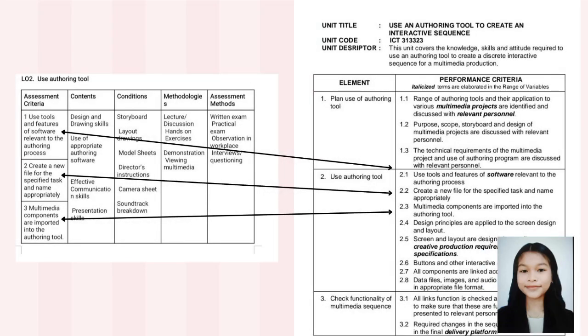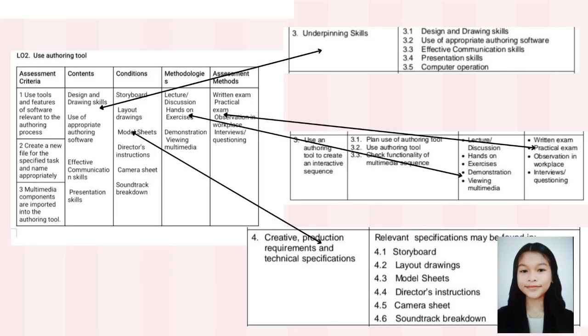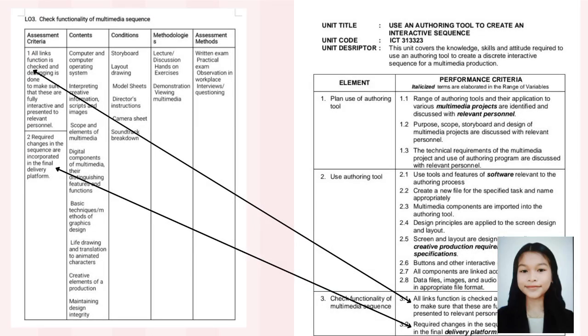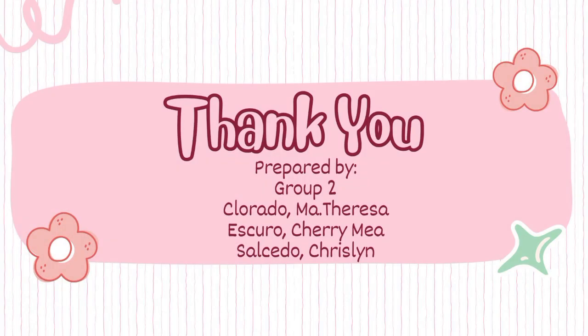So, lahat po ng nilagay namin dito ay aligned po sa assessment criteria, kaya po ito yung pinili namin. Then we have the LO2, use authoring tool. So same process lang po kung saan namin kinuha yung sa contents, conditions, methodologies, and assessment methods. And for the last learning outcome, we have check functionality of multimedia sequence. So sa assessment criteria, contents, condition, methodologies, and assessment methods, same process lang din po yung paglagay namin dito.